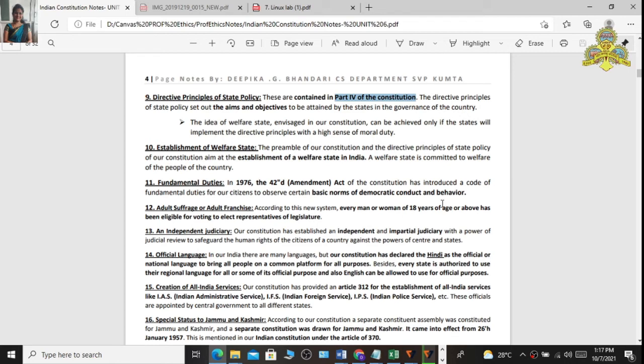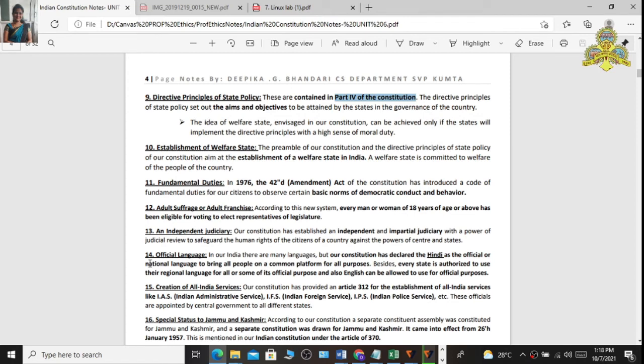Here, our judiciary system is called impartial. Its characteristic is impartial, no partiality. Our judiciary system has a power to safeguard the human rights of the citizens. Okay, it has a power to safeguard the human rights.